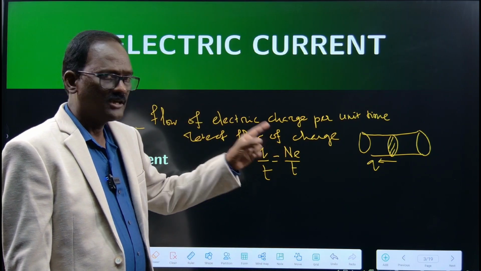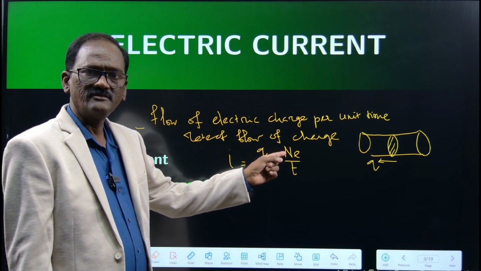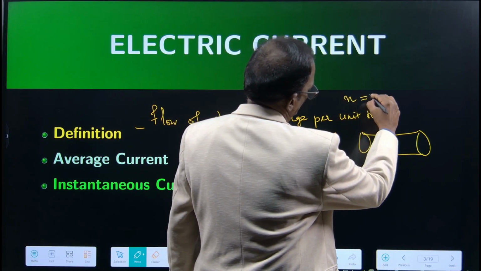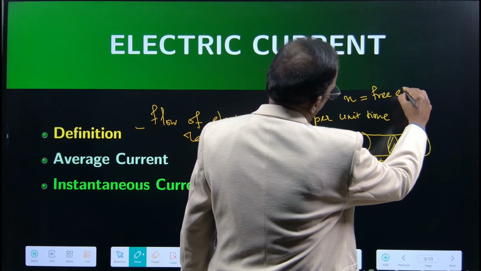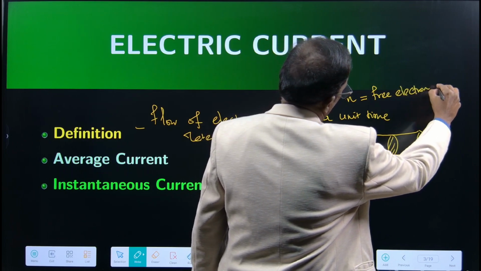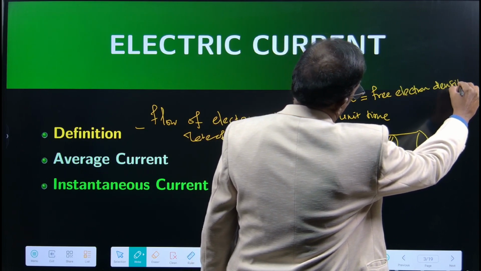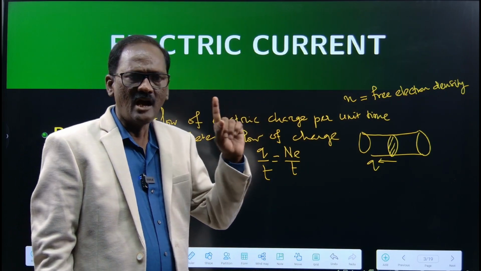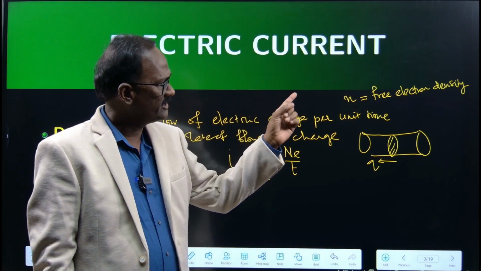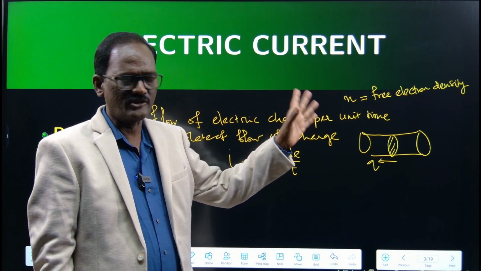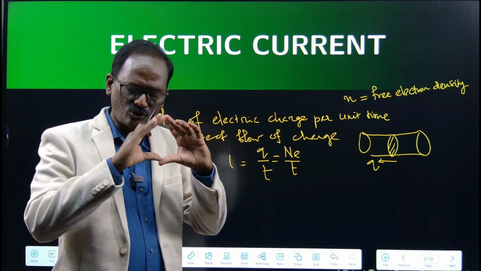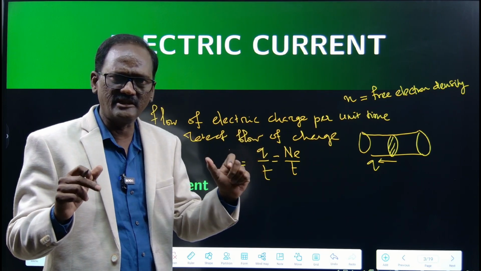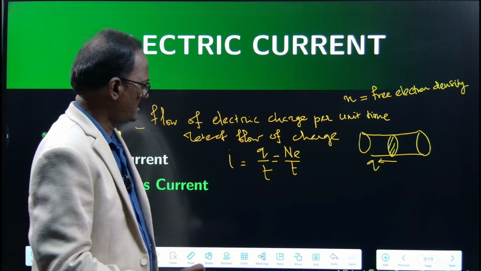Be careful, or remember, here I have used the capital letter N, because the small letter n means free electron density. Under the topic drift velocity, we will use this small letter n frequently, right? This capital letter N is the total number of free electrons available in the conductor. So I is equal to Ne upon T, right?